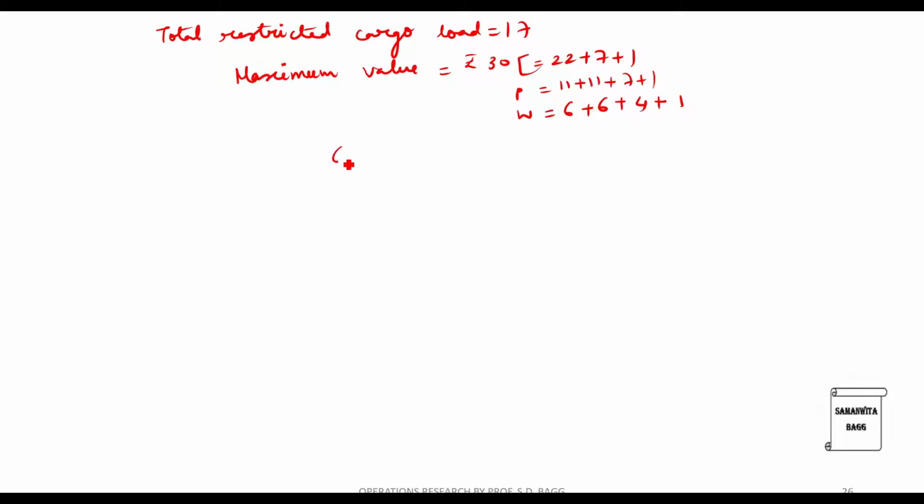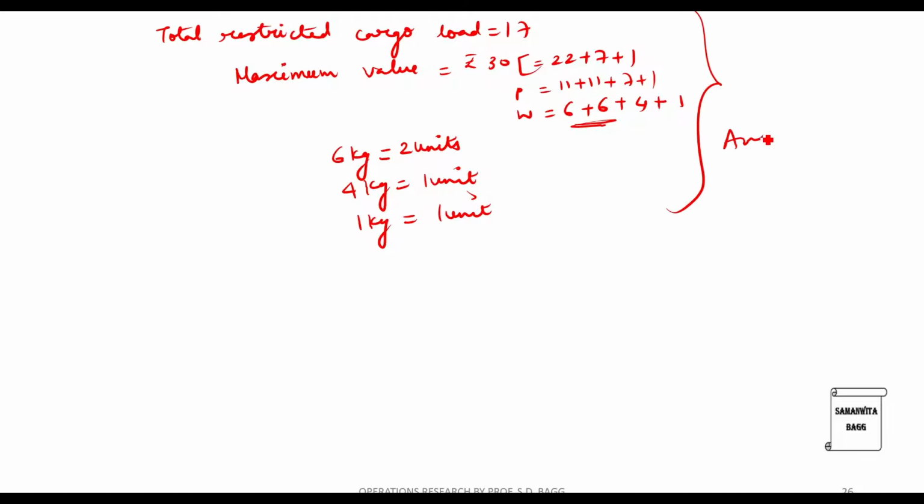So here I write down that I need 6 kgs of 2 units, because there are 2 of them, for 4 kgs weight I need 1 unit, and 1 kg, I need 1 unit. So this is my answer. So if you add this, you will see that this summation is actually 17. So with this, I end the session.